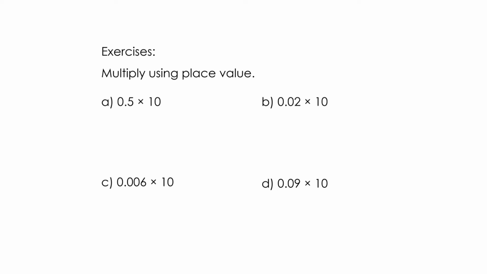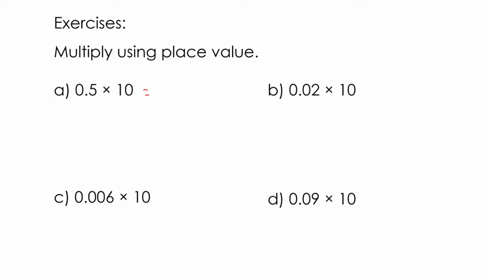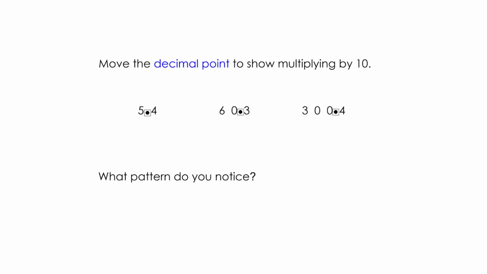So here we go, multiply using place value. So this is exactly what we did in the last one. 0.5 times 10 is 5. 0.02 times 10 is 0.2. And this one here, really, you're just moving the decimal over here. 0.06. And this one here, you're just moving the decimal here. 0.9. Even if you did this on a calculator, you would see it's the same answer.